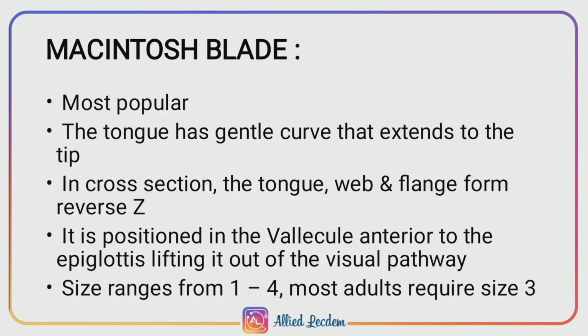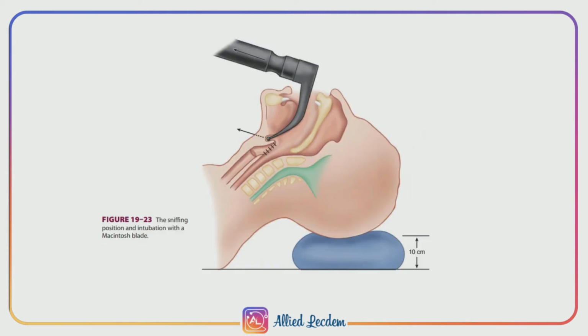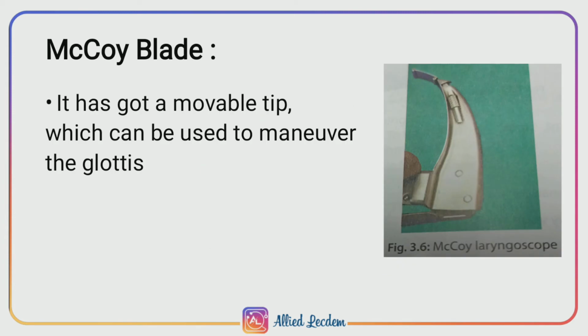Macintosh blade. It is the most popular blade. The tongue has a gentle curve that extends to the tip. In cross section, the tongue, web and flange form a reverse C. It is positioned in the vallecula anterior to the epiglottis, lifting it out of the visual pathway. Size ranges from 1 to 4. Most adults require size 3. The sniffing position and intubation with a Macintosh blade.